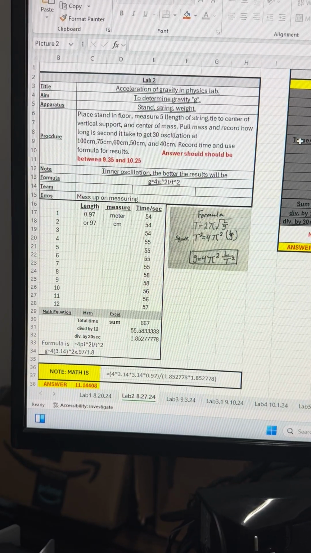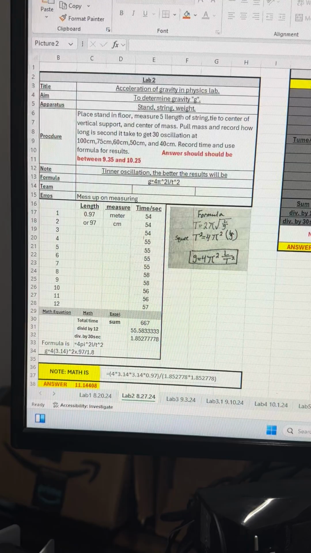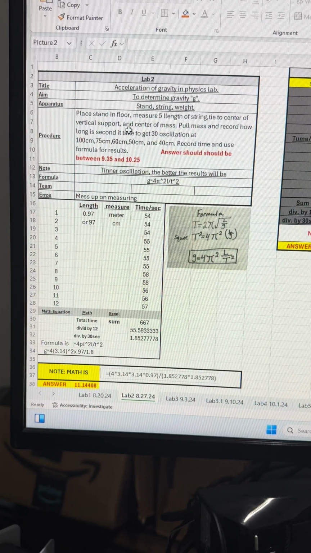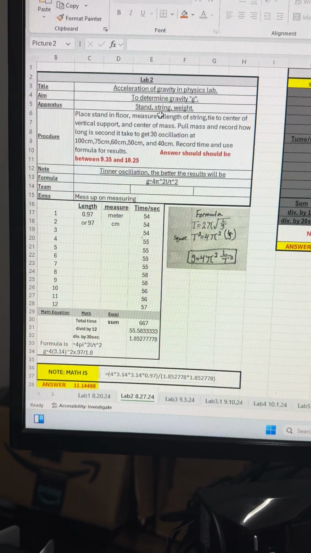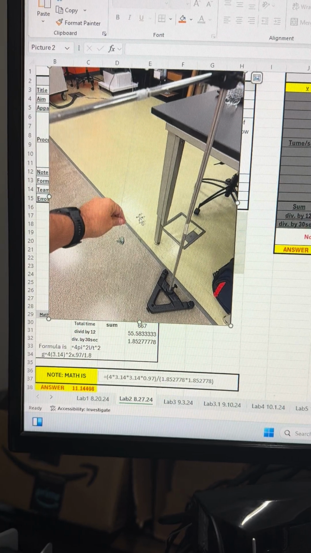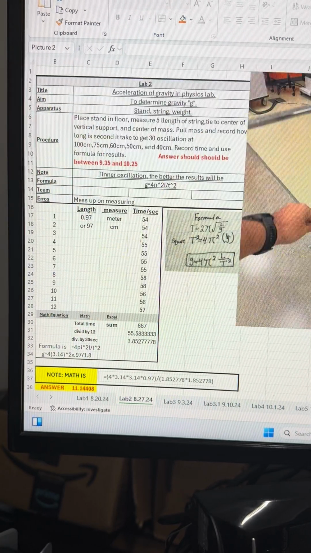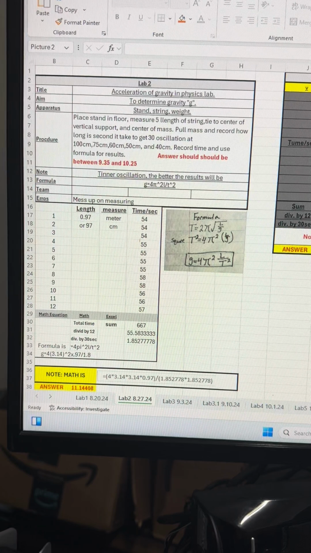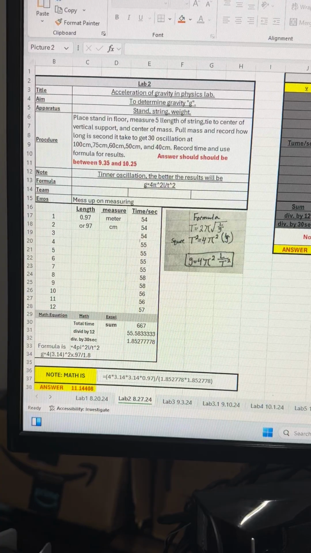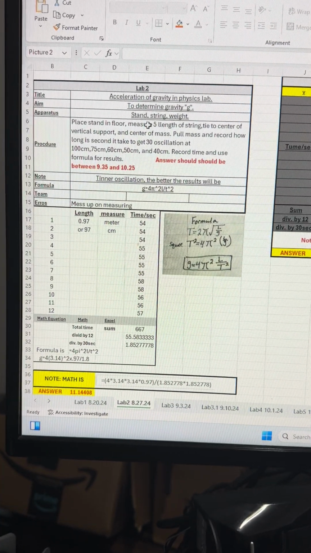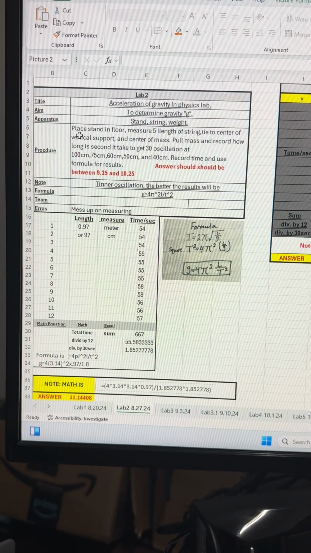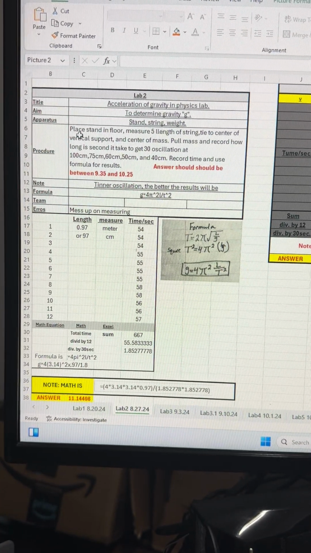So what did we use for this lab? What are you going to need? The apparatus: you're going to need a stand, a string, and a weight. So here we have our stand, our string that we're going to tie, and the weight.